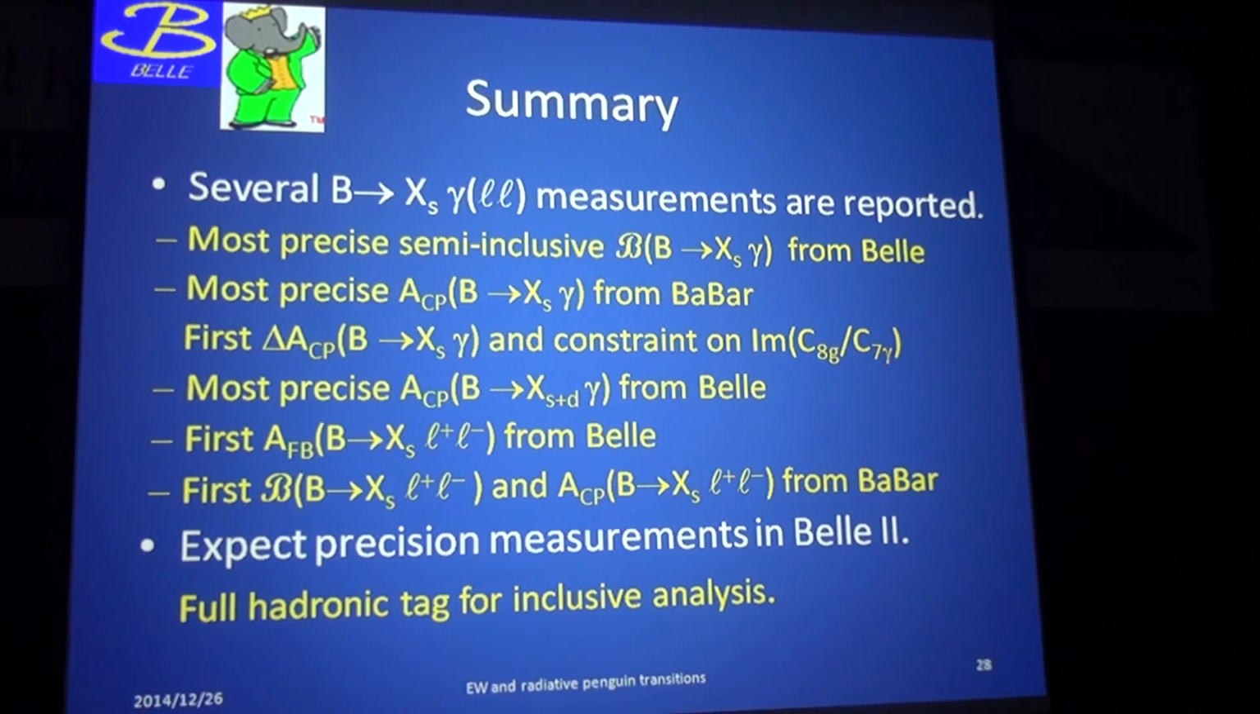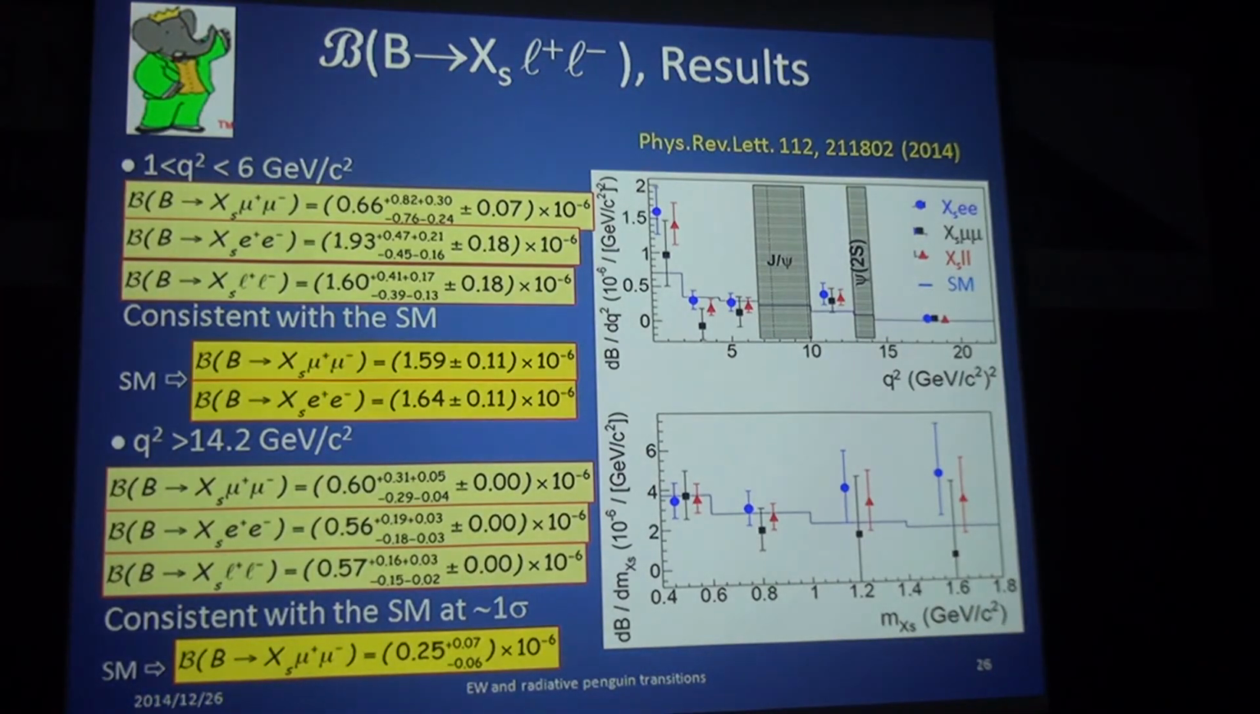Thank you. Any questions or comments? Yes. The question was about the B to XS LL mode: is there any attempt to measure the difference between the electron mode and the muon mode? Yes, you mean the branching fraction? You can see the difference already in the BaBar measurement. This is the muon mode, the electron mode, and that's the average. Look at the arrows. Belle probably cannot do the inclusive measurement.